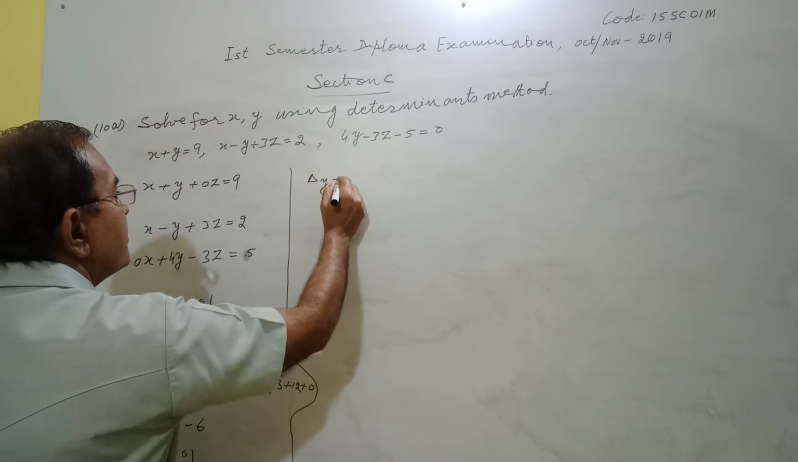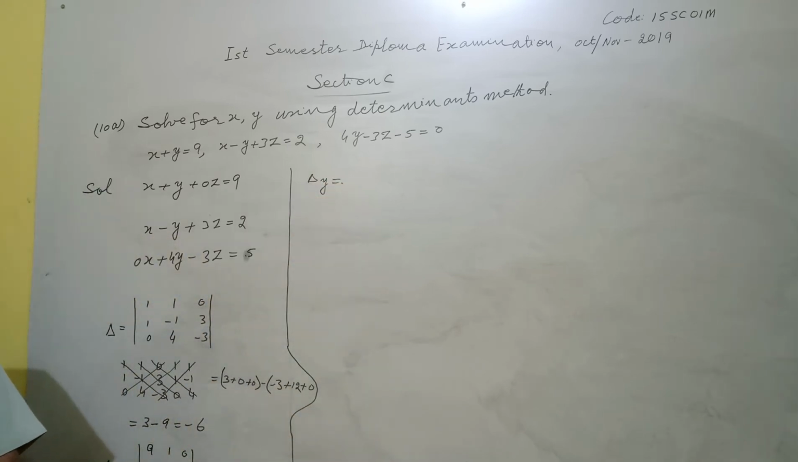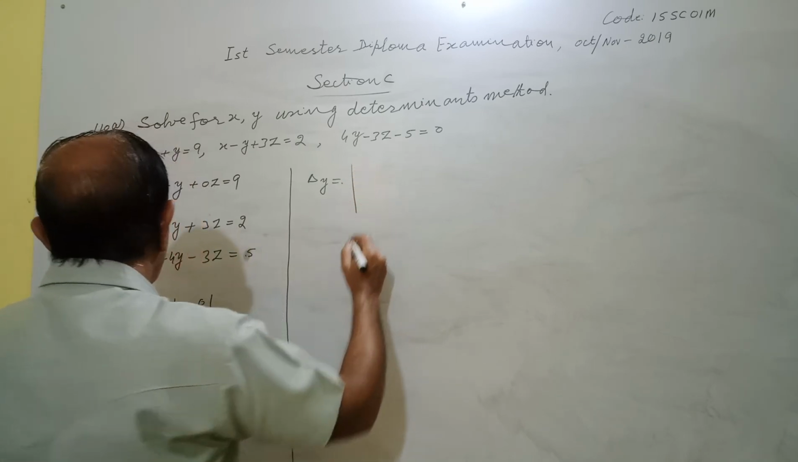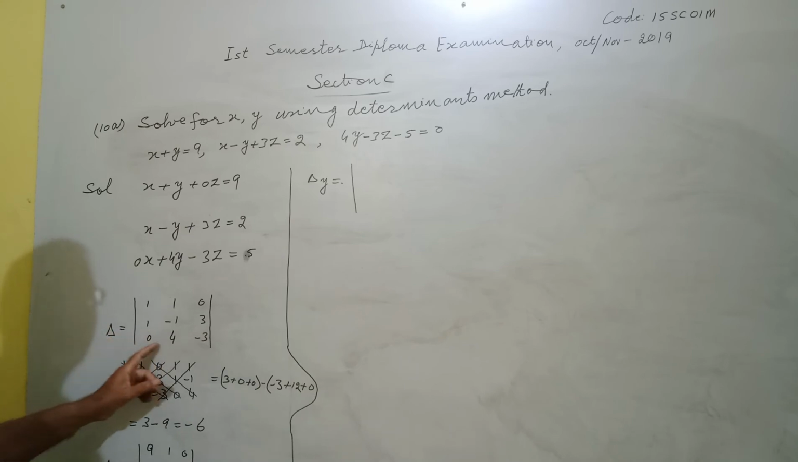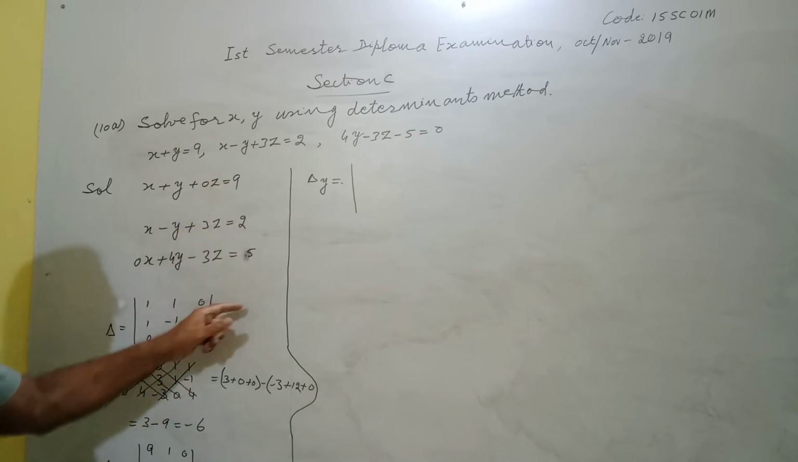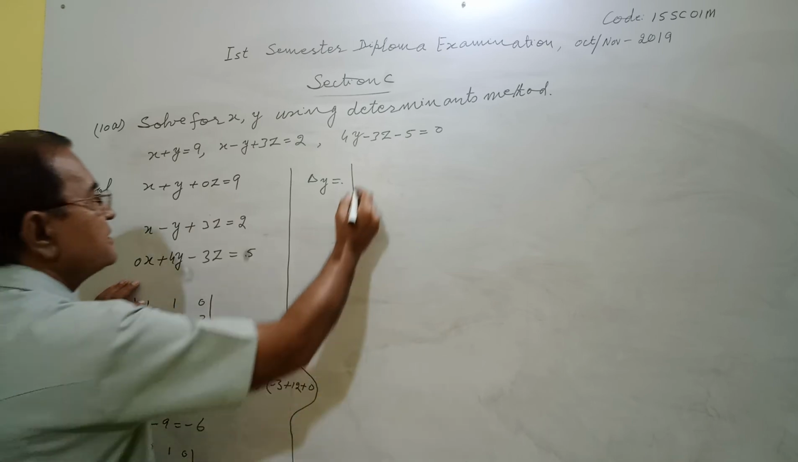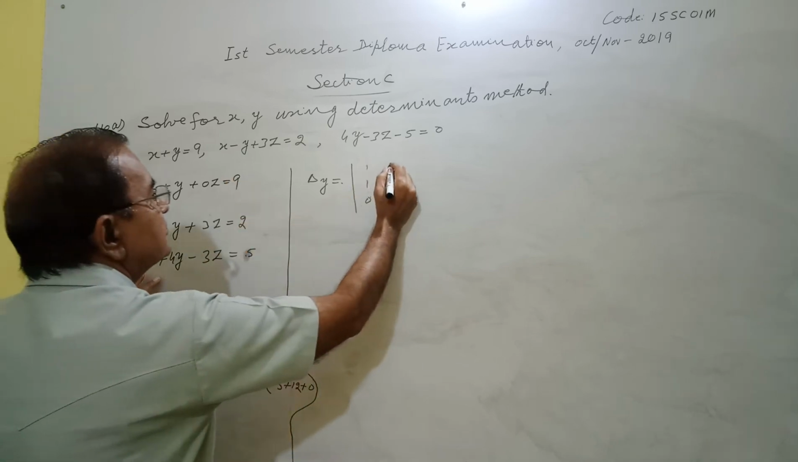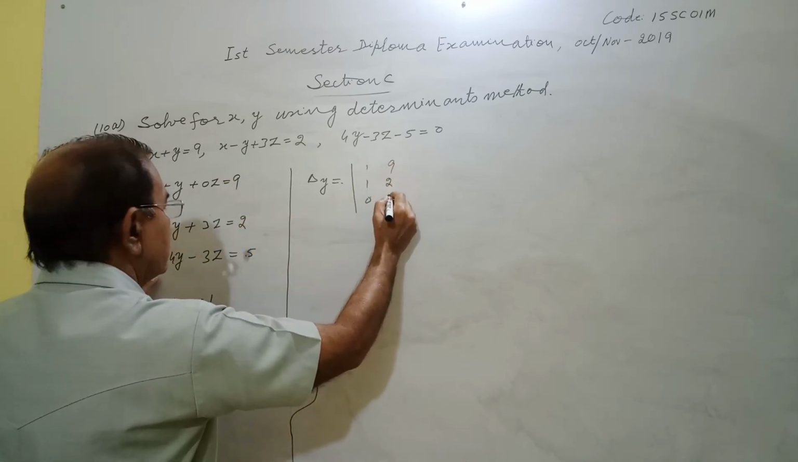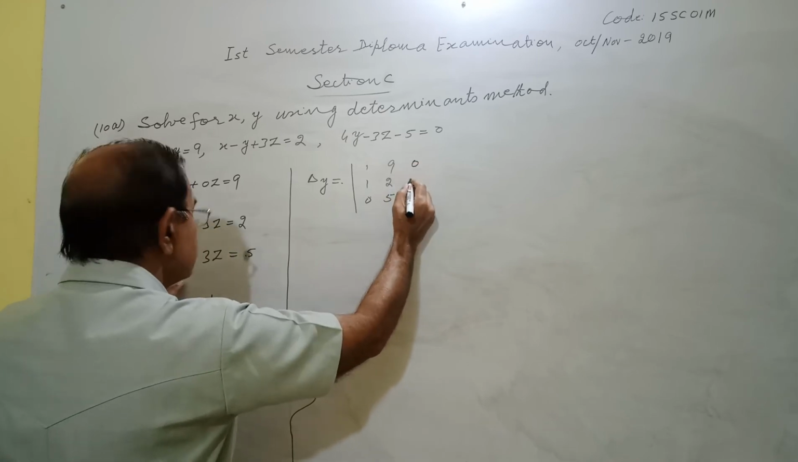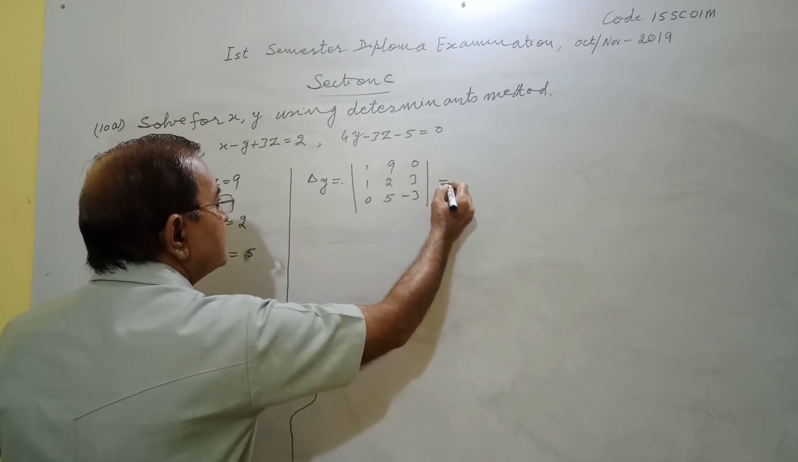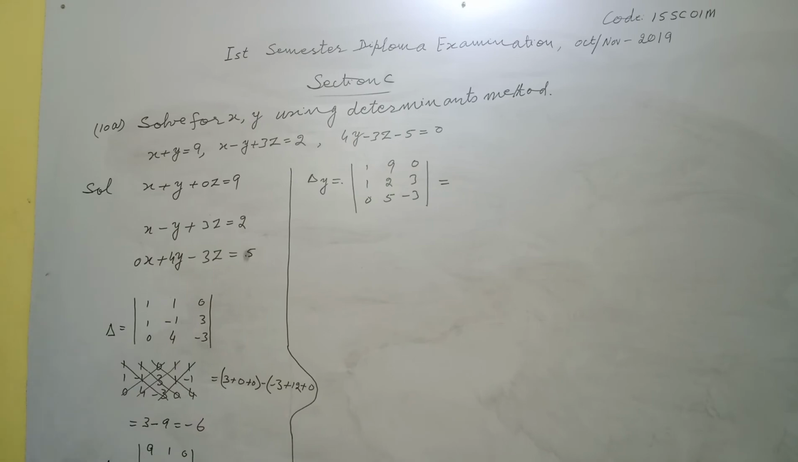Then for y, delta y, replace the y column. Now replace the y column of delta by the constants. X column as it is, put y column as 9, 2, 5. Z column as it is. Now solve it. So after solving, you will get its value as 6.